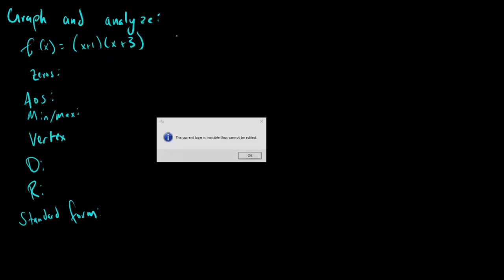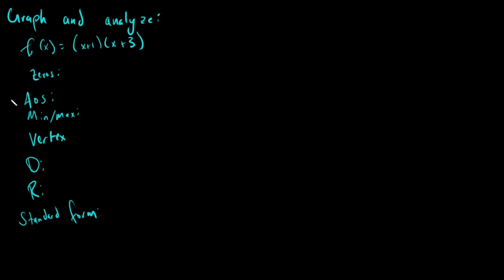So this is in intercept form. The reason why it's called intercept form is because it gives us our x-intercepts or zeros right here. They're going to be the opposite of this. So when you factor and you solve for these, our zeros are going to be -1 and -3.